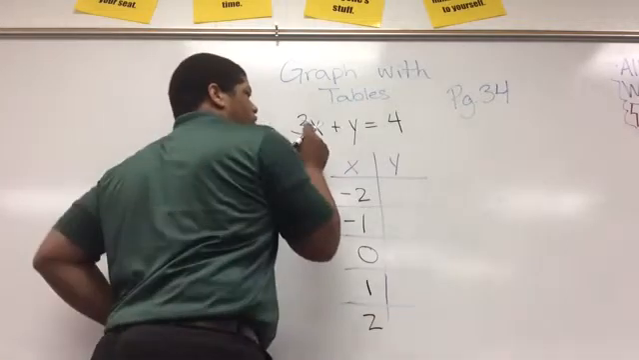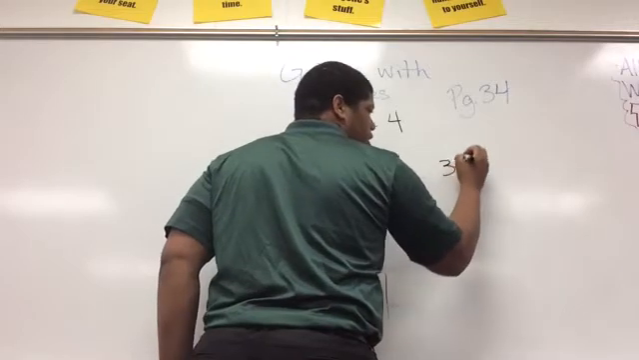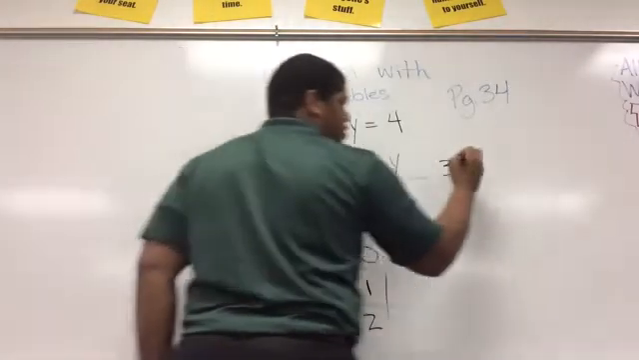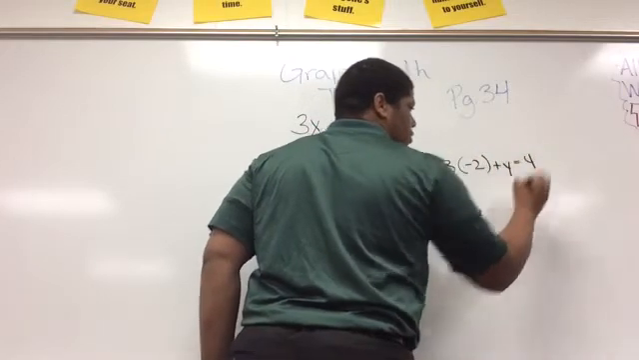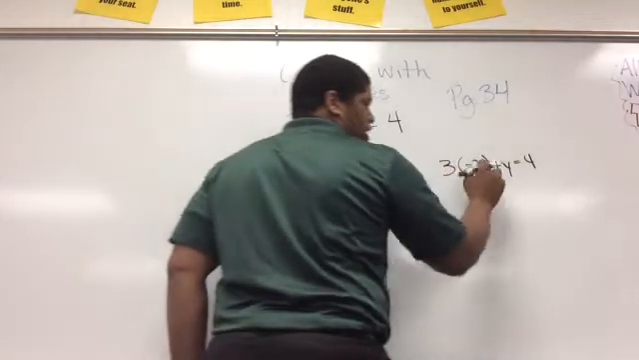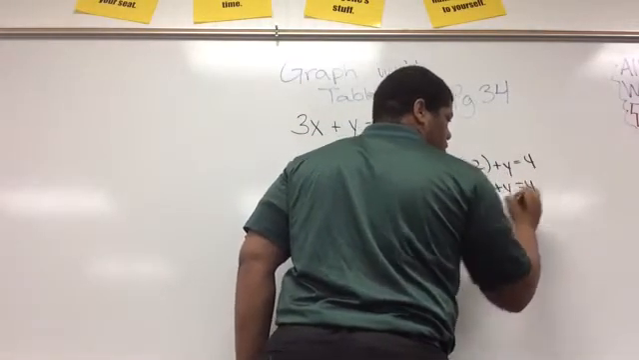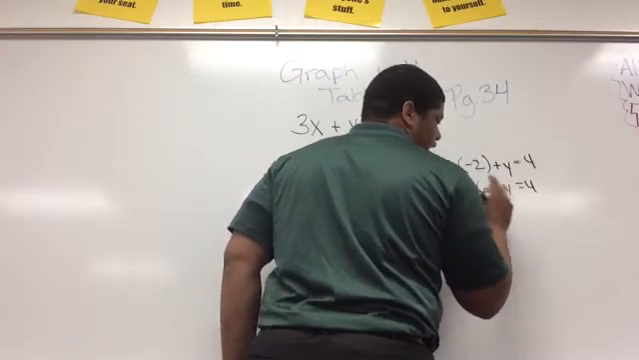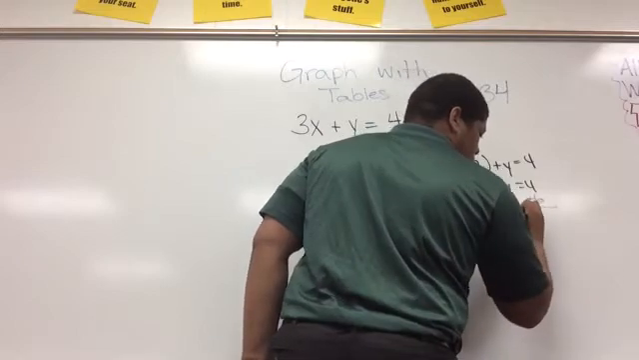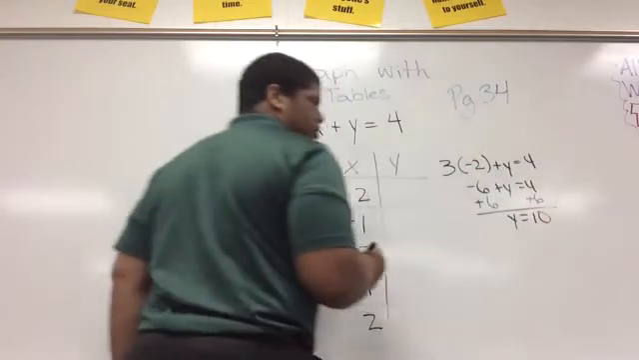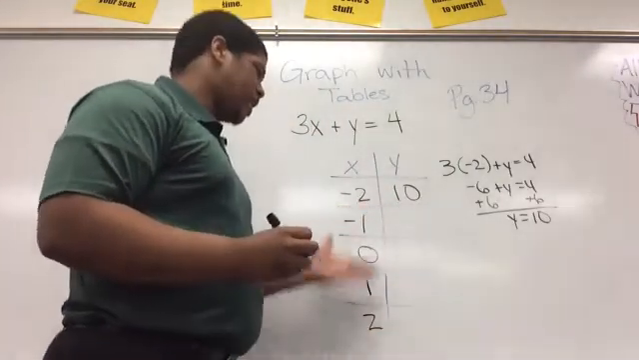So, if I have the equation 3x plus y equals 4, I'm going to do 3 times my x, which is -2, plus y equals 4. Now I'm going to do 3 times -2 and get -6, plus y equals 4. Then I'm going to add 6 to both sides because I have to do the opposite sign. And that's going to give me y is equal to 10. And now I just plug in the rest of my numbers doing this the exact same way.